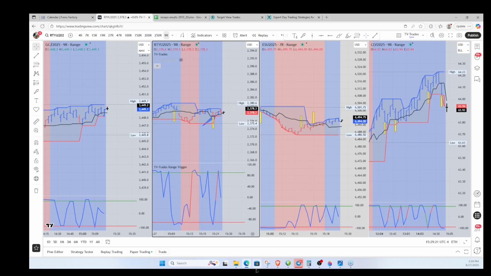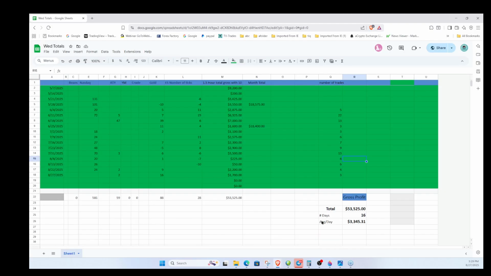Okay, for those of you who don't know, these are the results from the Wednesday trades. I didn't have this broken down. I could go back and watch the video on that and break it down to the number of contracts for each market, but I think it was almost all ES on that day. And on this one too.